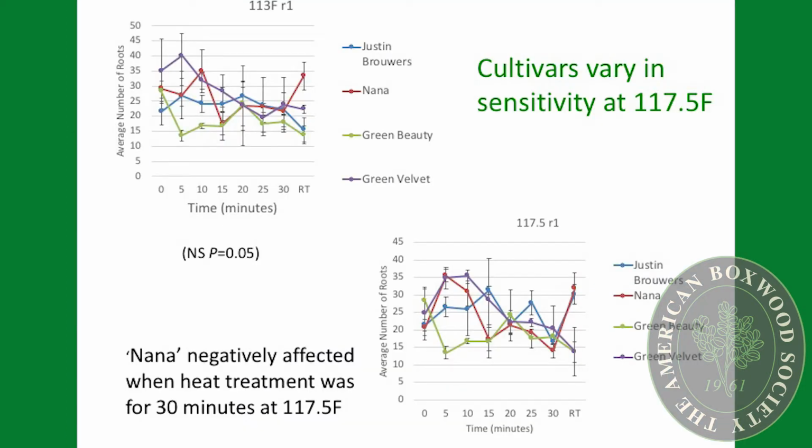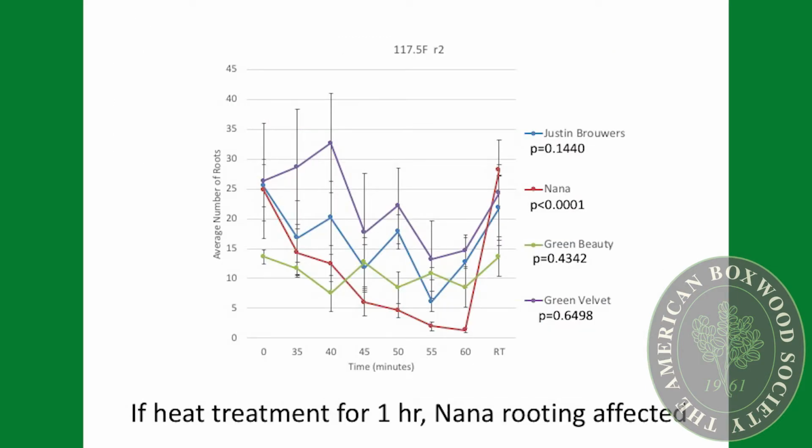When looking at this, the cultivar variation was very important to him, so he developed information on that. The one which stuck out in this first group was Nana. It was not as tolerant as the others. It was often the only one that was statistically different in terms of its survival after the temperature treatments. And when you increase the time or increase the temperature, it really stood out. The different colors here are showing you different cultivars. So you've got the Justin Browers here. Yes, there's a reduction as you increase the time in the heat treatment.